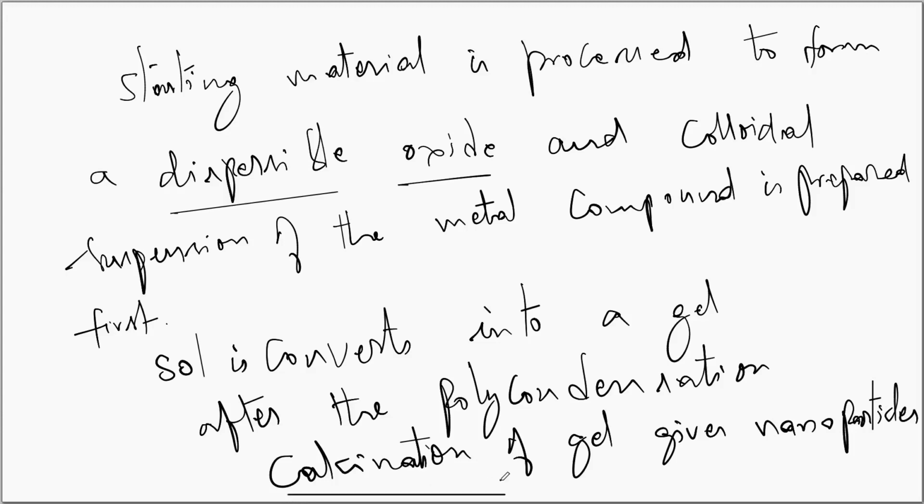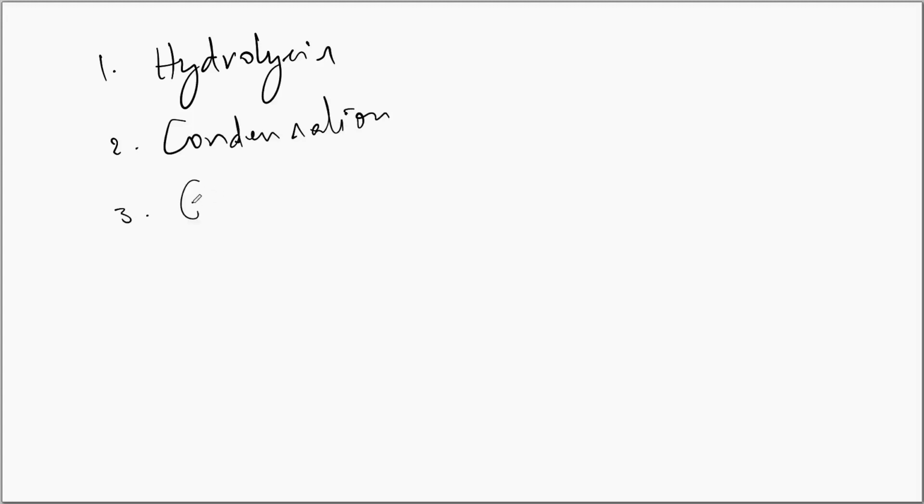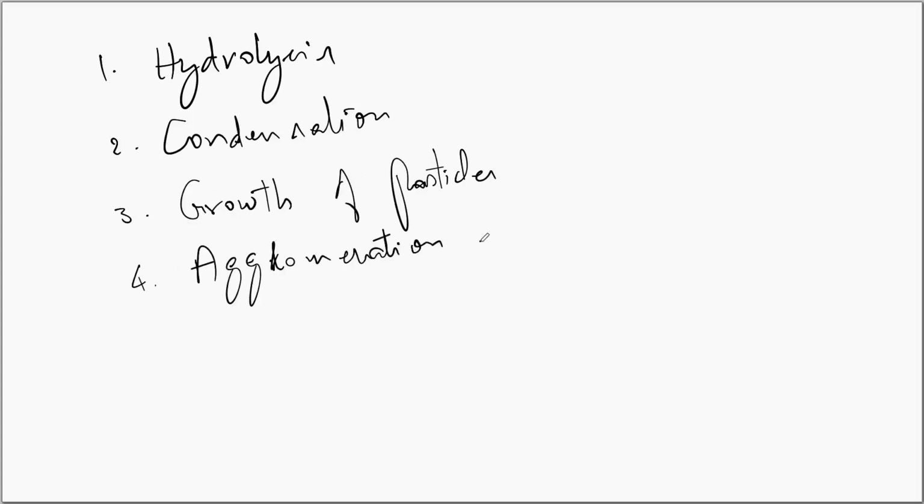What is calcination? Calcination is essentially heating the gel at a certain temperature. In certain cases, it will be about 800 degrees Celsius. There are 4 steps involved in the sol gel process. The first one is hydrolysis. The second one is condensation. Third one is growth of particles. Fourth one is agglomeration of particles.